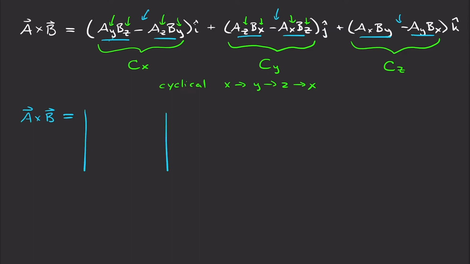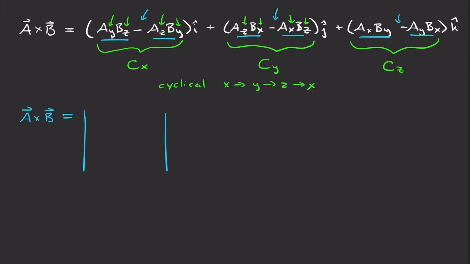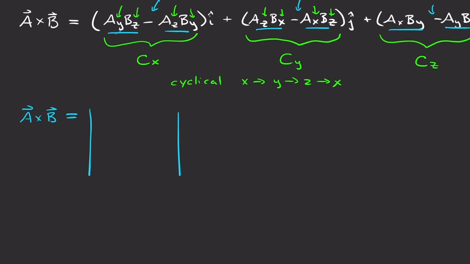You can put these vectors into a 3x3 matrix. So you put your unit vectors in the first row. You put your first vector and its components in the second row, so ax, ay, and az, and you put the second vector's components in the third row, bx, by, and bz.